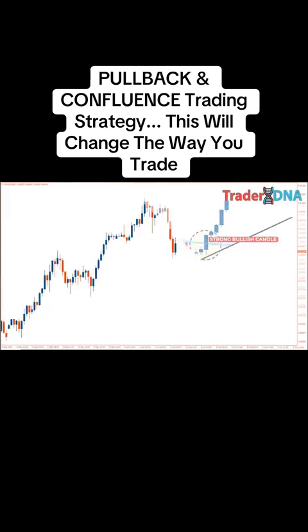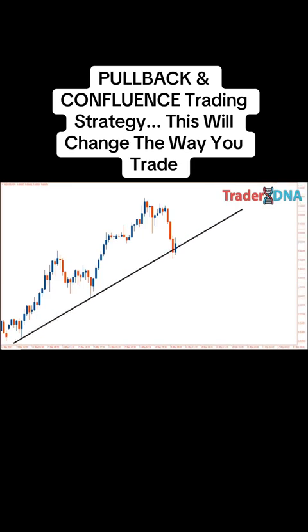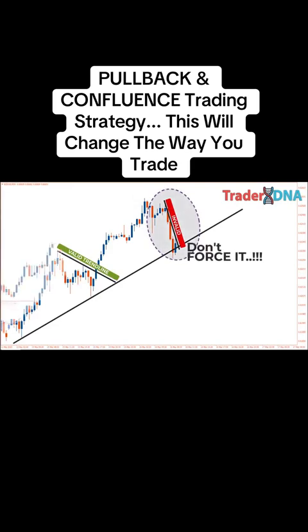However, it's essential to keep in mind that if you come across a setup where the trend line breakout technique is not suitable, don't force it. Let's now move on to the next topic.